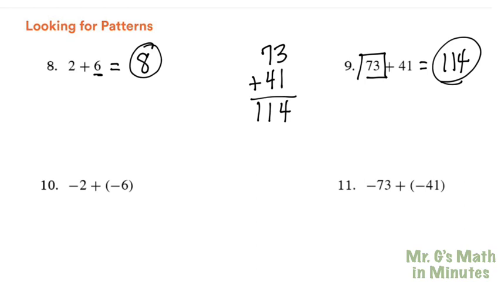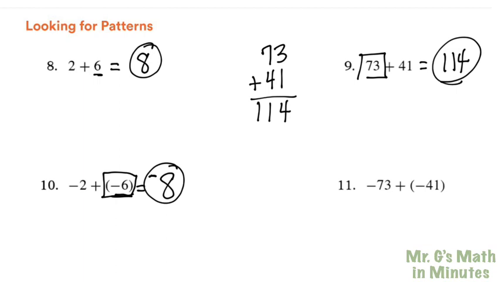Then for number 10, we still have the same sign. We've got a negative and a negative. So that means we need to add these numbers together. It's going to be an 8. And the bigger number, we have to remember to go back to the problem and check this every single time. Bigger number 6. So my answer is going to be negative because the 6 is negative.